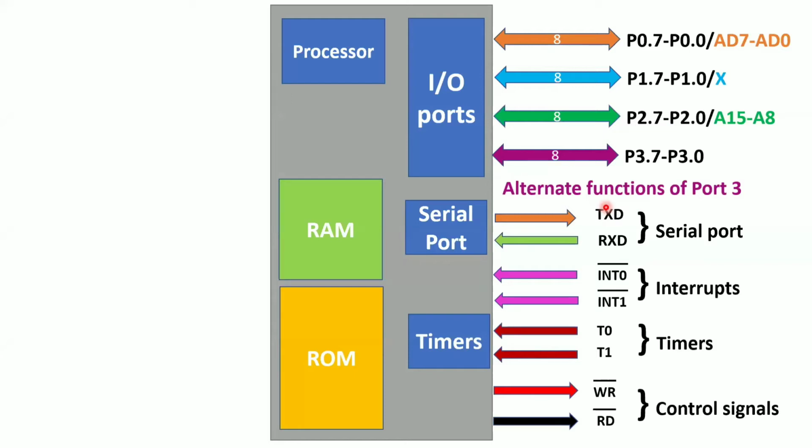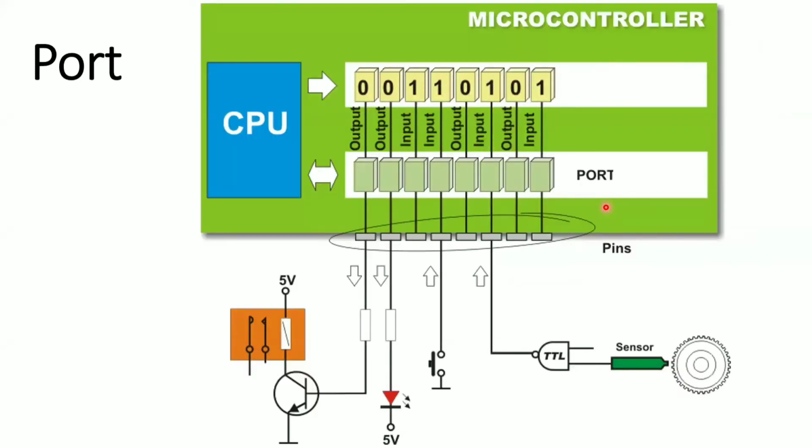I think we have already discussed all this during our pin diagram explanation of your 8051 microcontroller. Now we are going to see the structure of each and every port. So what exactly does a port mean? A port is a combination of 8 pins. A combination of 8 pins is your port here, right?